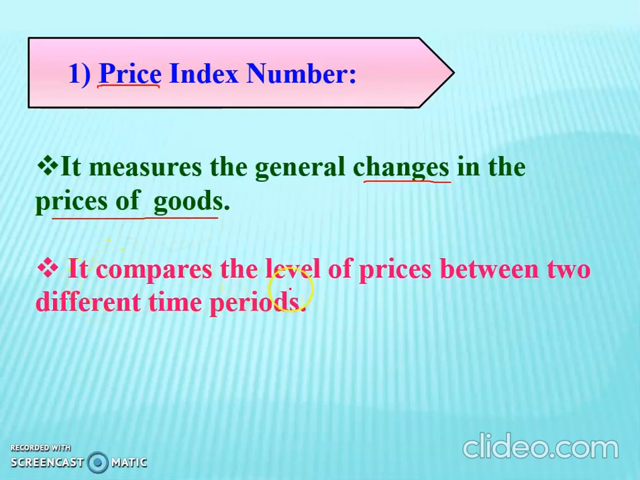It compares the level of prices between two different time periods. See here, student, it compares the level of prices. As I told you, price is a very effective factor in the price index number because it shows the economic variable, that is price. So here we are calculating the prices of goods, a particular good in two time periods, right?